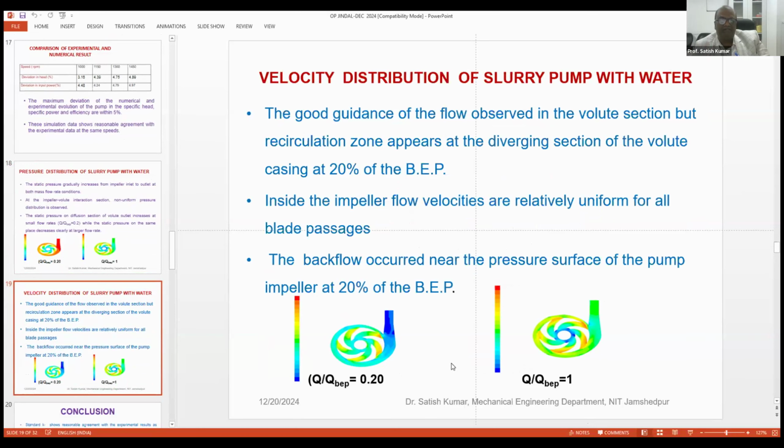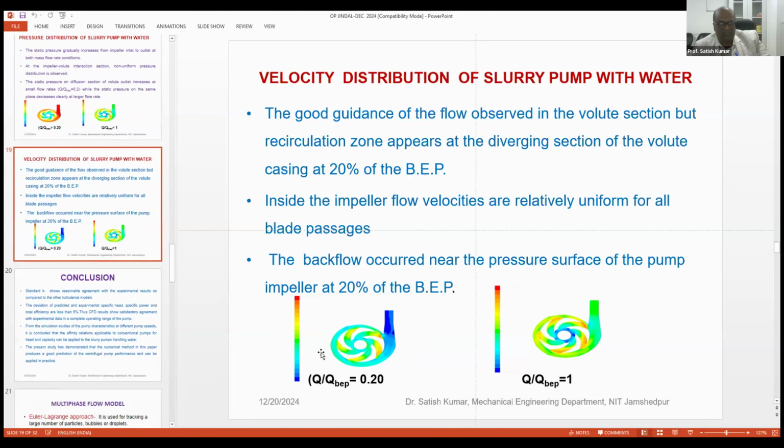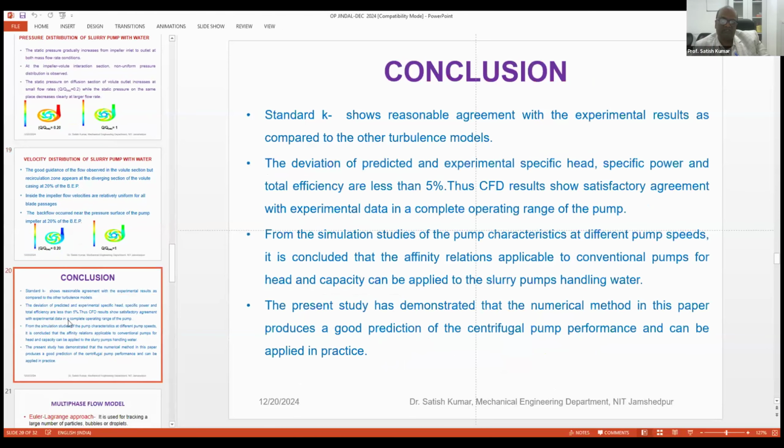When we go to the off design condition, then at the volute casing a lot of circulation, recirculation, vorticity generation and backflow take place, which produce a lot of fluid friction losses in the casing section. So our work is to minimize these losses by changing the curvature of the casing.